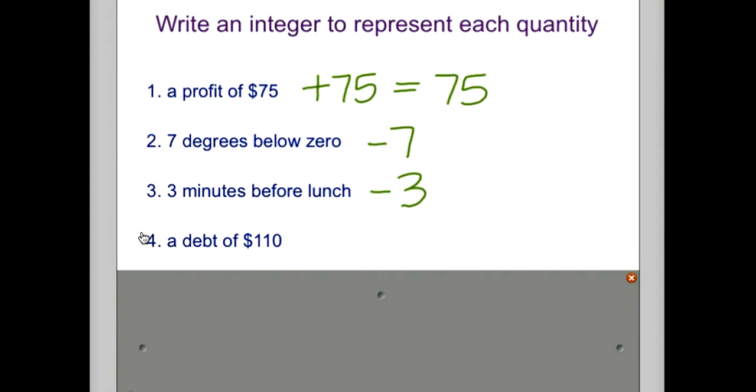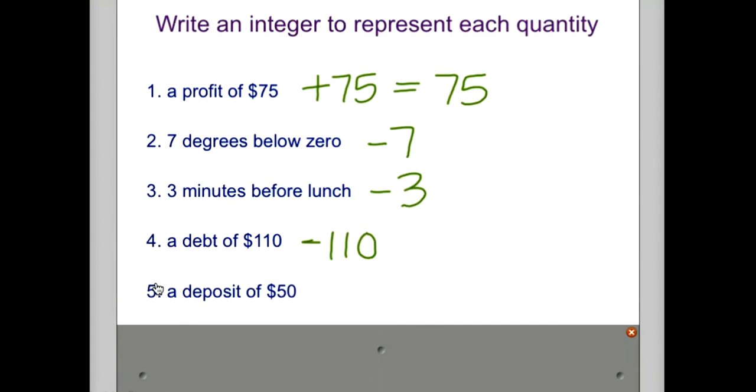A debt of $110. Debt means that you owe someone money. So if I owe someone money, even if someone else gave me $110, I can't keep that $110 knowing that I owe someone else. So I'm in the hole, kind of. So I show that with a negative, and I'm in the hole or in debt, -$110. Number 5, a deposit of $50. A deposit is when I put money into my bank account. So if I'm adding on to my bank account, I have a positive 50, which I can just write as 50.